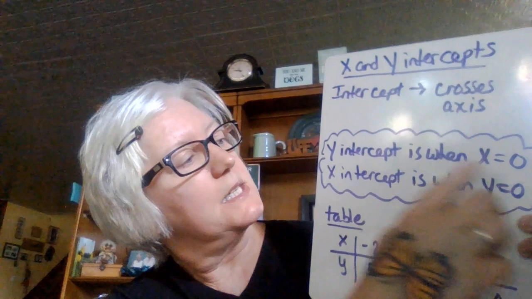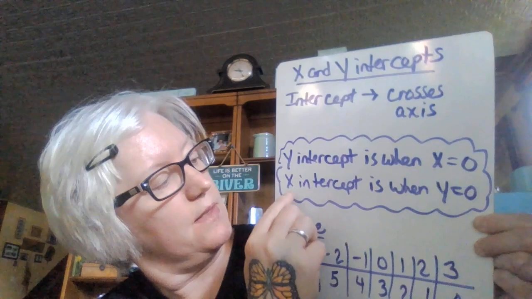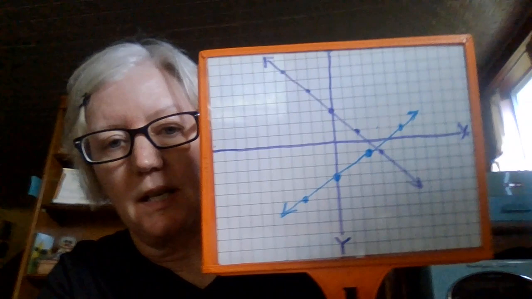I'm going to explain this, but this is extremely important. The y-intercept is when x is 0. And the x-intercept is when y is 0. Okay, so first we're going to look at a graph again, and we're going to determine what the intercepts are. I'm sorry about the glare here.